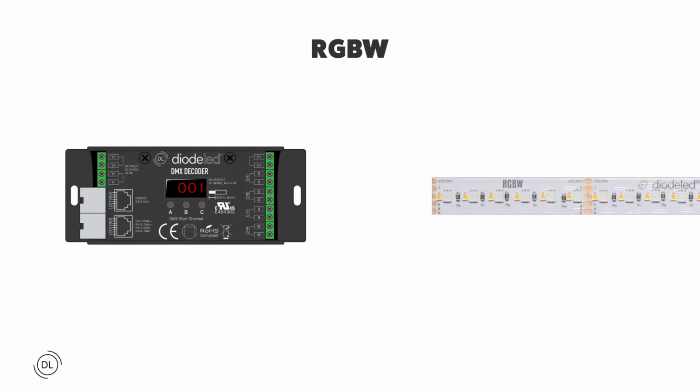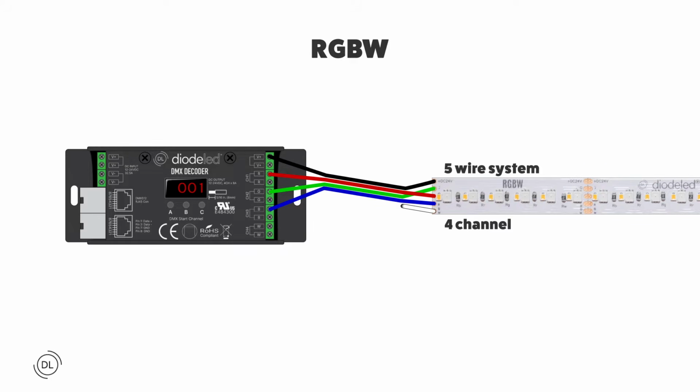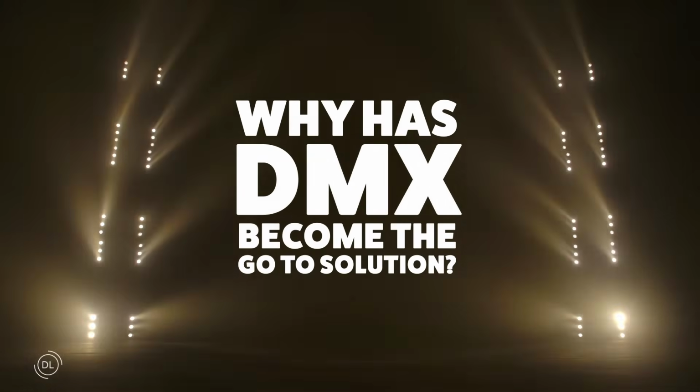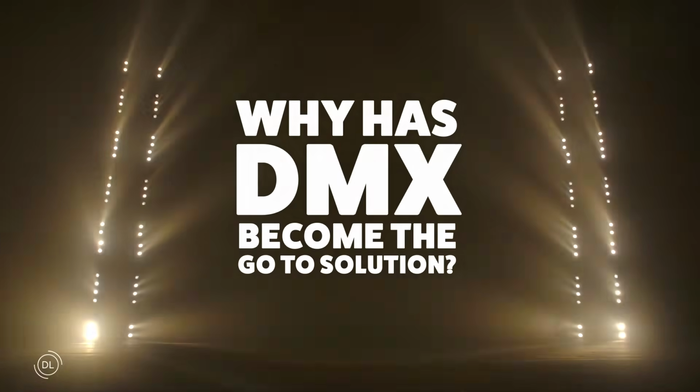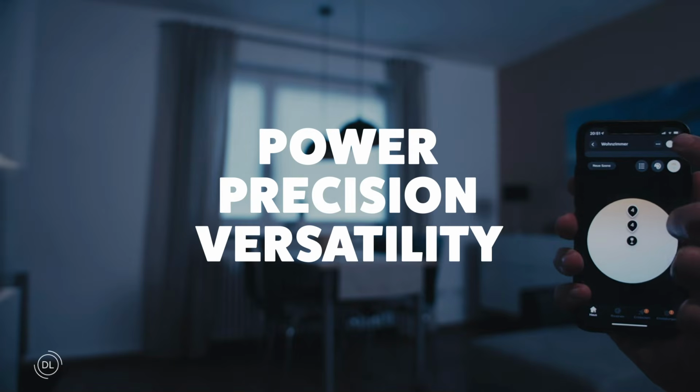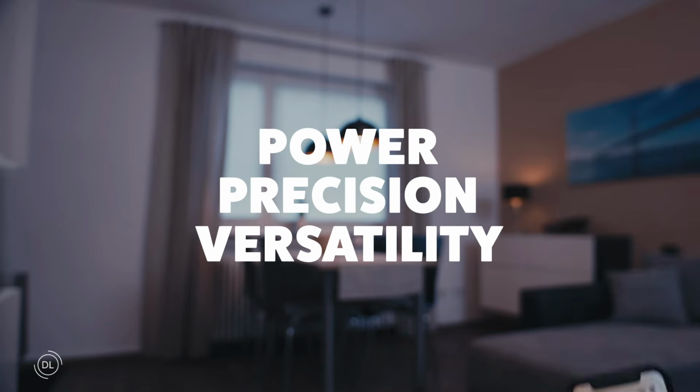An RGBW LED tape light is a five-wire system with the red wire occupying channel 1, the green wire occupying channel 2, the blue wire occupying channel 3, and the white wire occupying channel 4. So why has DMX become the go-to solution for so many? It's all about power, precision, and versatility.